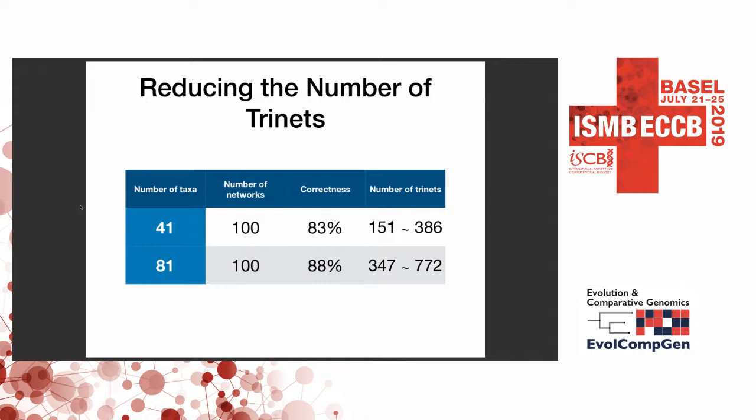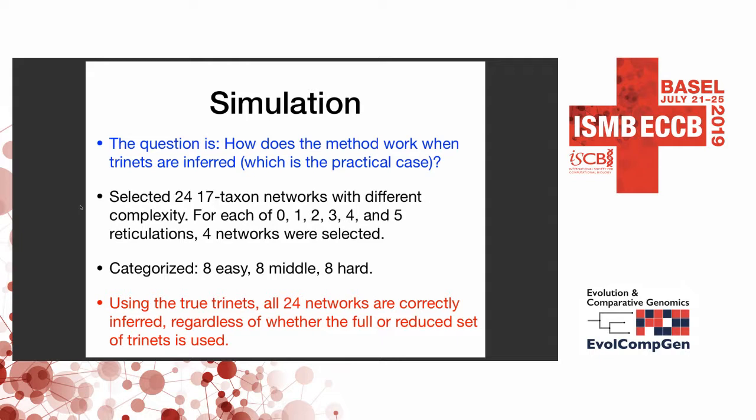So again, in reality, you never have the true trinets. The question is how does this work in practice when you try to infer the trinets? To look at that, we did a simulation study where we generate actual sequence data. We have 24 different networks with different hardness, some easy, some very hard. For each one of these networks, we simulate gene trees and sequences and so on. For each one of these 24 networks, if you feed it the true trinets, in every one of these cases the algorithm gives you the correct network.